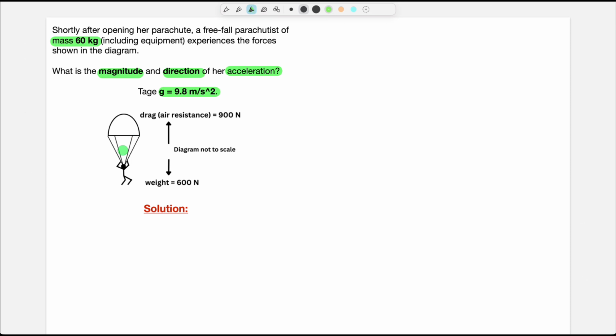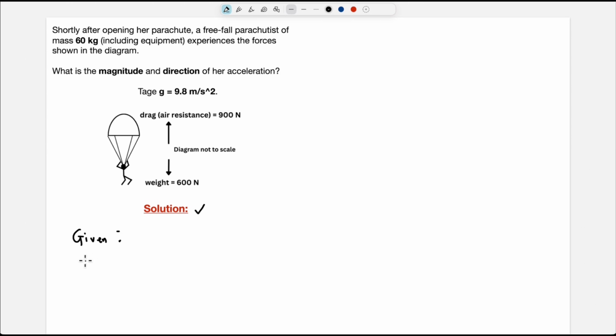And this is the diagram. We have a parachutist that weighs 600 newtons. And also there is air resistance or air drag on this parachutist pointing upwards of 900 newtons. Let's look at the solution.